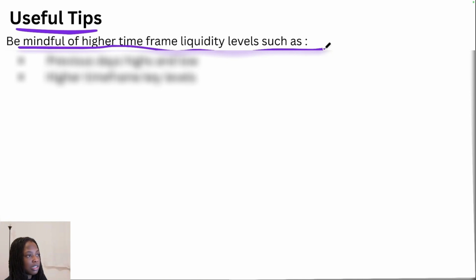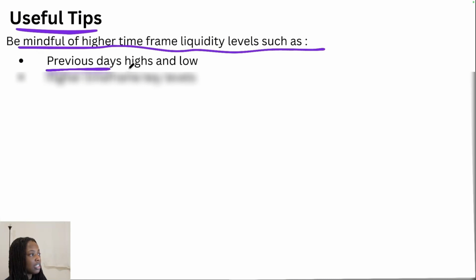Now, I'm not going to end this video without giving you useful tips, because no strategy works 100% of the time. You want to be mindful of higher time frame liquidity levels. Why is my tongue twisted? You want to be mindful of higher time frame liquidity levels, such as previous day's highs and previous day's lows.